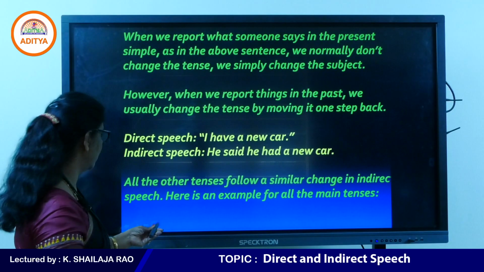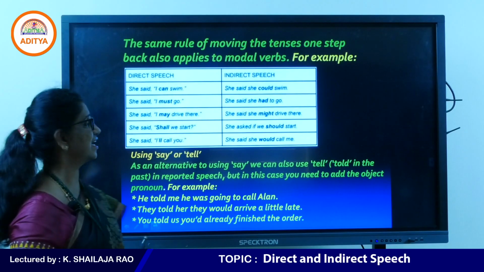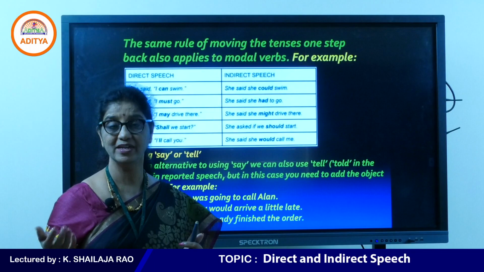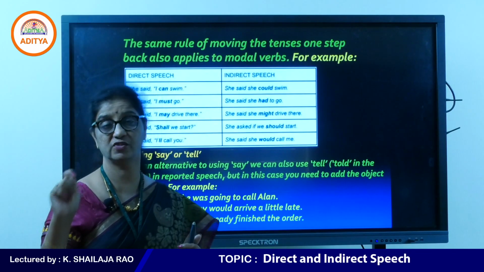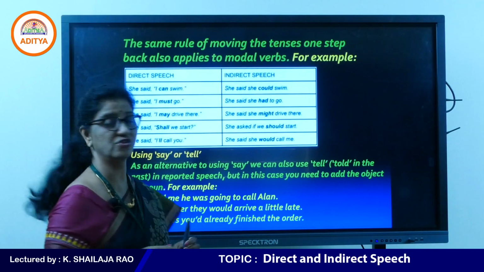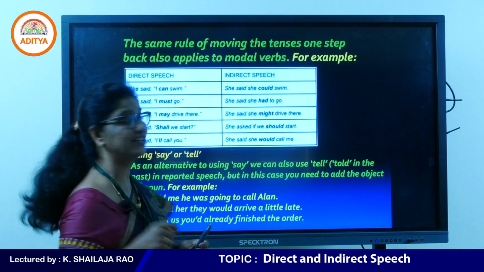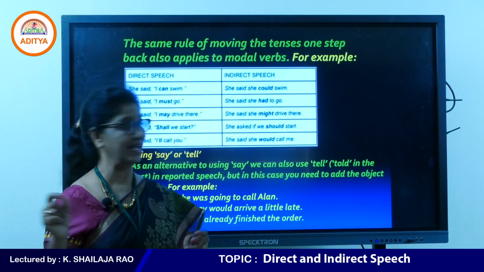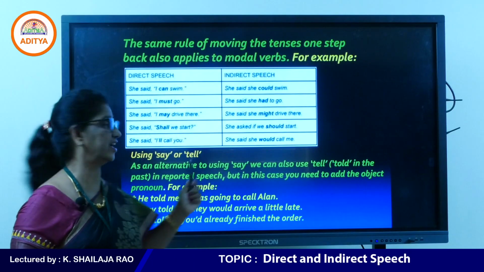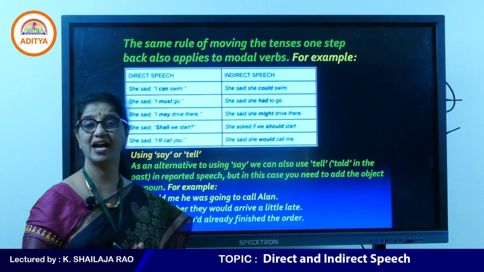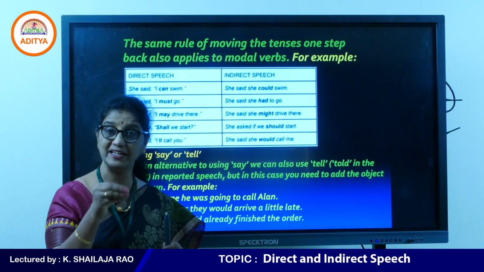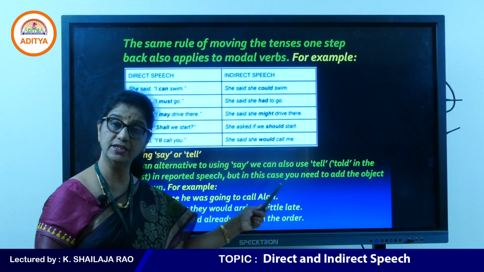Here are some more examples. Like direct speech, she said, "I can swim." But what could be the past tense of "I can swim"? She said that she could swim. Can becomes could. One step behind. "I must go." He said or she said that she had to go. Must becomes had. "I may drive there." She said that she might drive there. "Shall we start?" She asked if we should start. She said, "I'll call you." "I will call you." She said that she would call me.